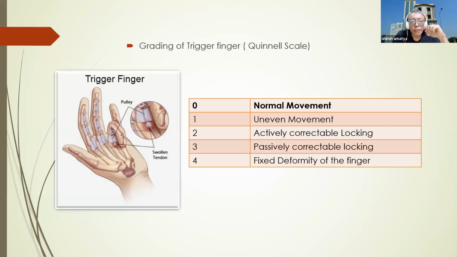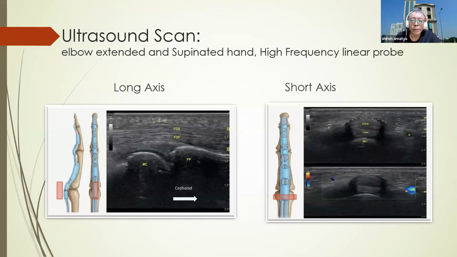In grade 2, there will be locking of the finger, but the patient can actively correct the locked finger by himself, without any help. In grade 3, there will be locking, but it won't be corrected actively; he needs to passively extend the locked finger, and that will correct the trigger finger. In grade 4, there will be a fixed deformity of the finger: once the finger is locked, it cannot be passively opened. So these are the gradings of trigger finger.